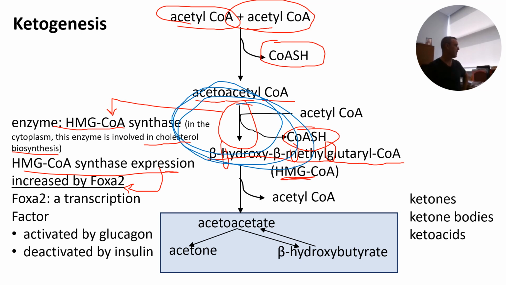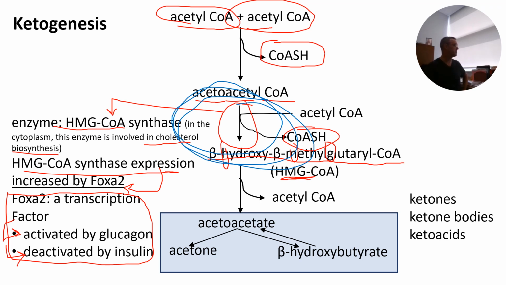Just a reminder that FOXA2 is activated by glucagon, deactivated or inhibited by insulin. As we talked about, this is another lecture. I'm not going to cover that in here, but just to remind you that FOXA2, remember, in response to insulin, it gets phosphorylated. And when it gets phosphorylated, it kicks out of the nucleus, and therefore it can't work anymore. That's why it's deactivated or inhibited by insulin.